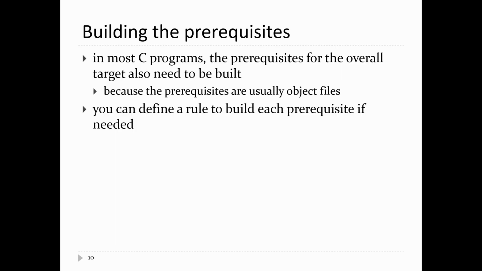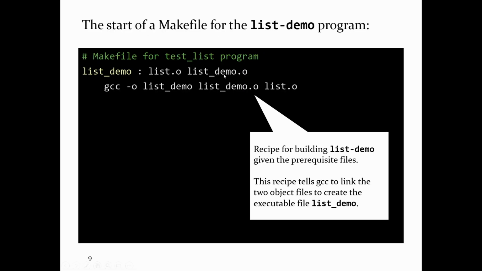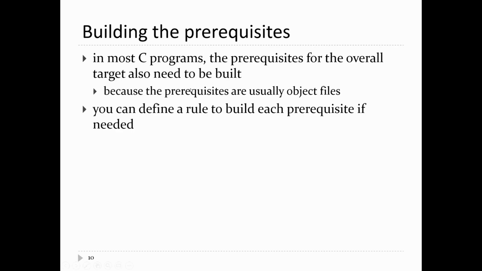Okay. Building the prerequisites. In most C programs, one or more of the prerequisites for the overall target also need to be built. So back here, I may have to build list.o and listdemo.o. If they don't exist, they need to be built. And so you can define a rule to build all of the prerequisites as well.